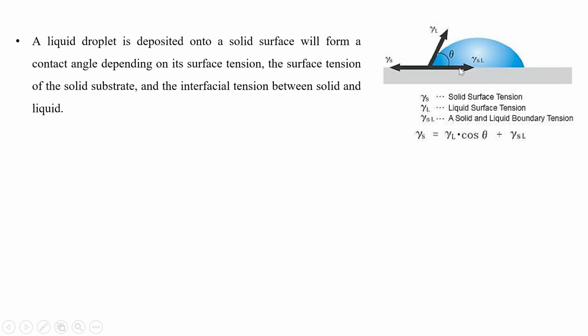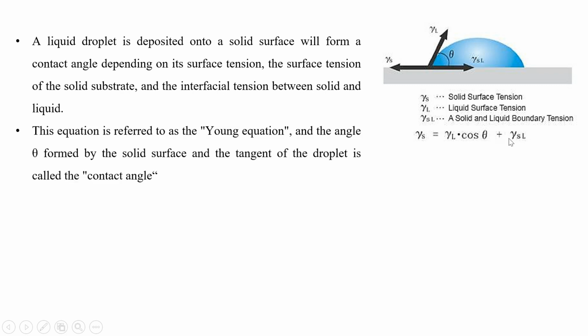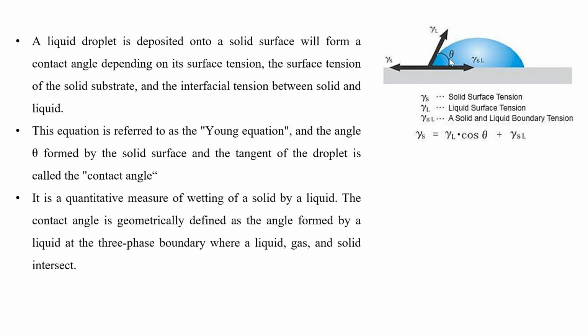Whenever a liquid droplet is deposited onto a solid surface, it will form a contact angle depending upon the surface tension of the liquid, the surface tension of the solid substrate, as well as the surface tension of the interface. This is the surface tension of the solid, and when it is extended at these two interfaces, it is gamma SL, and when it is extending through the liquid into the air, it is the surface tension of the liquid. Finally, we have Young's equation as gamma S is equal to gamma L cos theta plus gamma SL. This particular theta is known as the contact angle value, and it is a measure of wetting of a liquid.